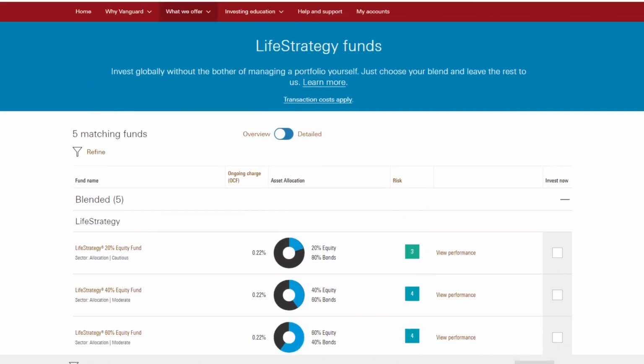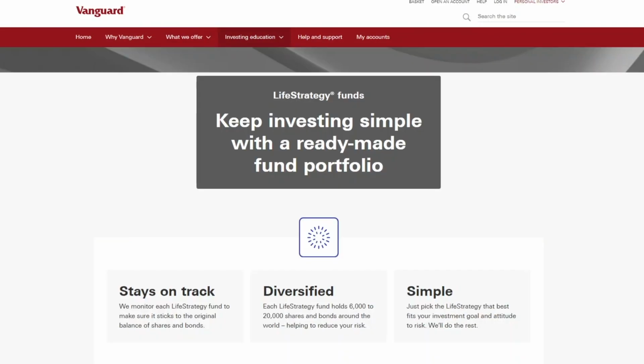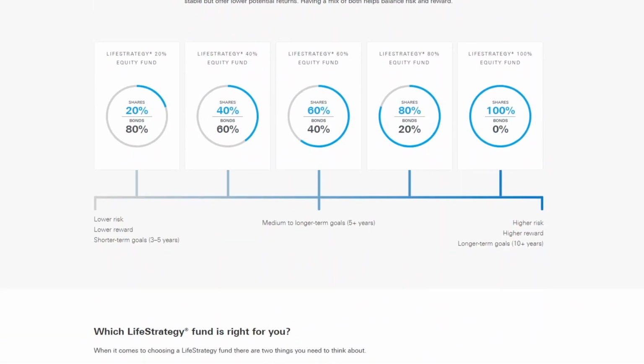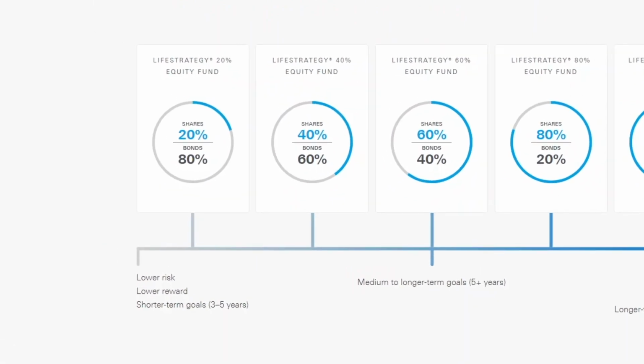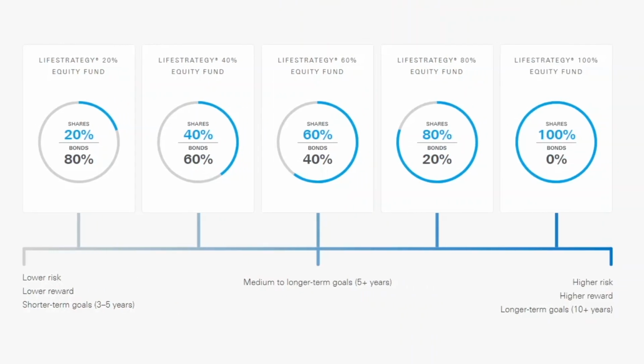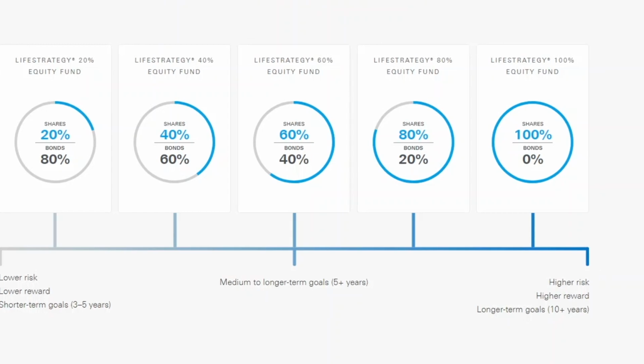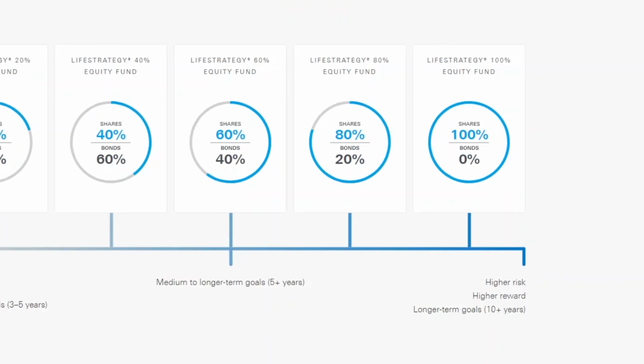To help you make this decision, Vanguard provide this diagram on the Learn More section. It shows which LifeStrategy fund is suited to which situation. If you have short-term investment goals or low tolerance to risk, the LS20 or 40 funds are generally more suitable. If you have medium-term goals, then the LS60 fund is ideal. And if you have long-term goals and a high tolerance to risk, the LS80 and 100 funds could be right for you.